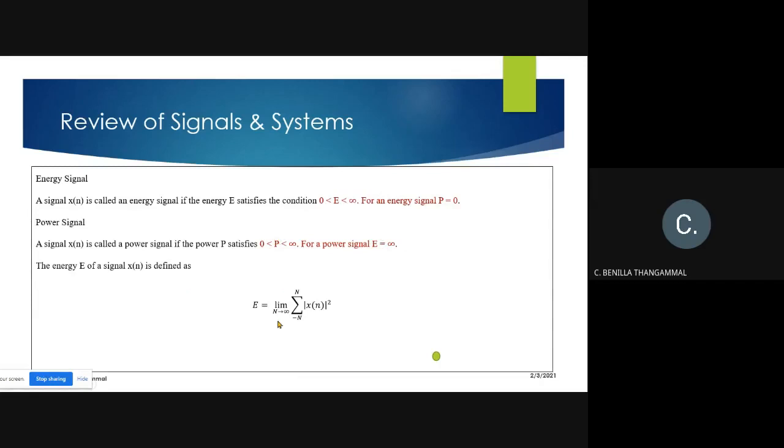The energy E is given by limit n tends to infinity, summation minus infinity to plus infinity, or minus n to plus n, modulus of x of n whole square. And the power P is given similarly to E, except it should be multiplied by 1 divided by 2n plus 1. The main formulas we'll be using for these two are summation n equal to 0 to infinity a power n equal to 1 by 1 minus a, and summation n equal to minus infinity to plus infinity, where we use x of n square.